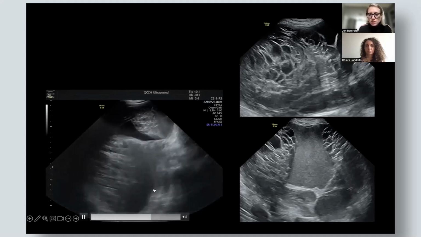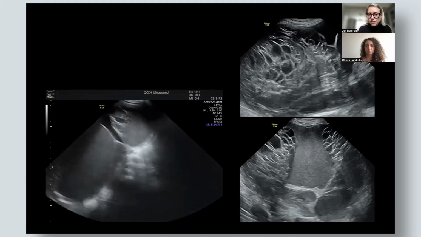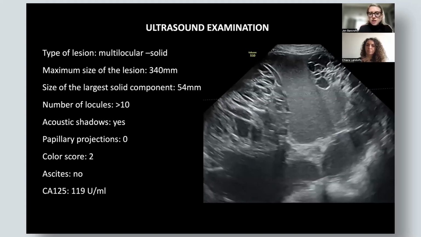So we've got a multilocular solid mass with acoustic shadows. The solid component was felt to be around 54 millimeters, and it's a very large lesion. You know, we've got a 34 centimeter cyst here. More than 10 locules, yes, acoustic shadows present, no papillary projections, color score of 2, so minimal vascularization, no ascites, and a CA125 level of 119.